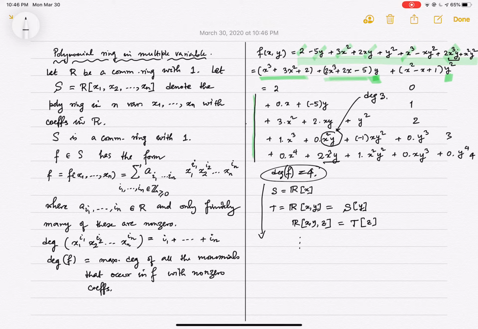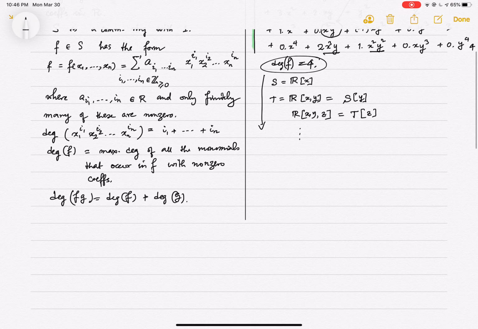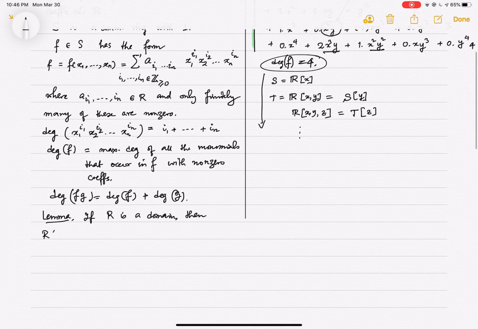Right? So here is a degree 4 monomial that appears. Here is another degree 4 monomial that appears. Degree adds up when you multiply polynomials, as usual. And you still have this lemma that if R is a domain, then the n-variable polynomial ring with coefficients in R is also a domain.